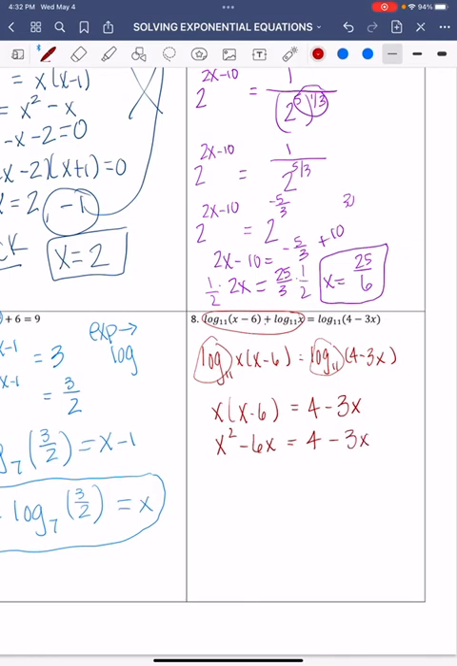Equal base, equal arguments. Okay, it's a quadratic. Set it equal to 0. So add 3x to both sides. Subtract 4. Do your diamond. A is 1.